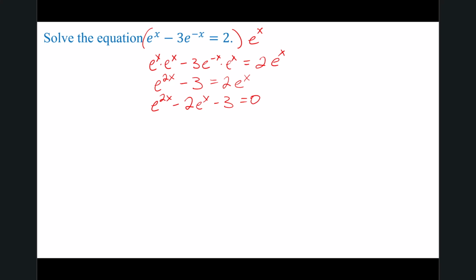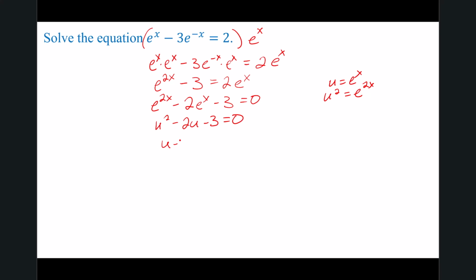And this is quadratic in form, where again u would be e to the x, and u squared is e to the 2x. So sometimes you might need to do some kind of manipulation, play with it, and figure out something that might work. Write it in a form that you know what to do with. So I can write this one as u squared minus 2u minus 3 equals 0.